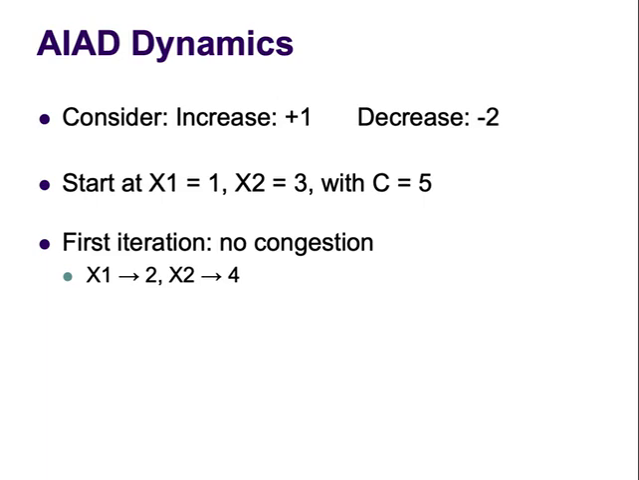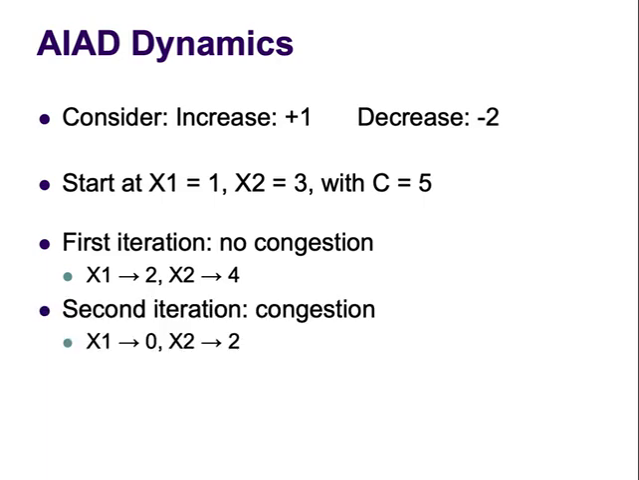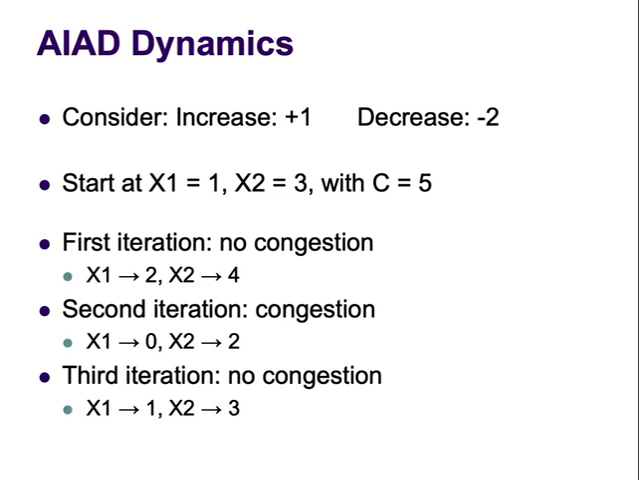So we now go to 2 and 4. At this point, we are congested. So in the second iteration, we're going to decrease. Each of them is going to decrease by 2. So x1 is now 0, x2 is 2. We're underutilized. So in the next iteration, there's no congestion. We're going to increase. So we're going to have x1 equal to 1, x2 equal to 3. Right? Everyone's good with this?